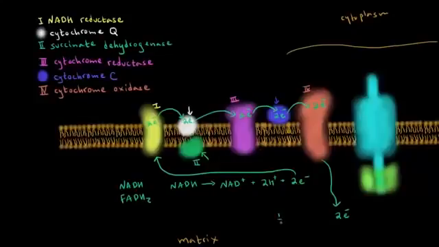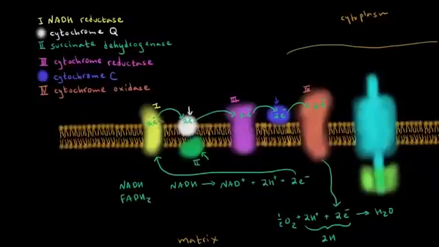So I'm going to write 1/2 O2, which is the same as 1 oxygen atom, plus 2 H pluses, plus those 2 electrons give us water. 2 H pluses plus 2 electrons, that's the same thing as saying 2H. So we produce water. Let's go back to the electrons jumping from one enzyme to the next.